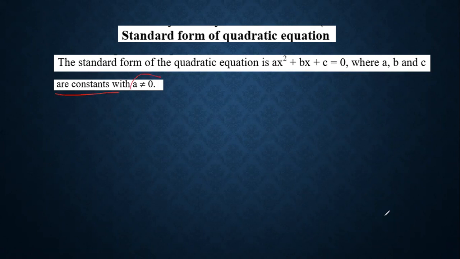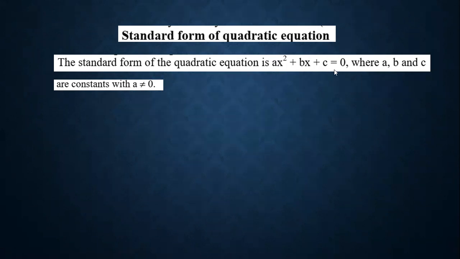Here in this equation, x is the variable, while a, b, and c are known as constants. But remember, this a can never be 0. If a becomes 0, this term will vanish, and the rest of the equation is not quadratic because the highest power must be 2. When you replace a by 0, this term as a whole will vanish and you will get only the remaining term. So this is not quadratic. Remember, for a quadratic equation, a should never be 0. Okay.